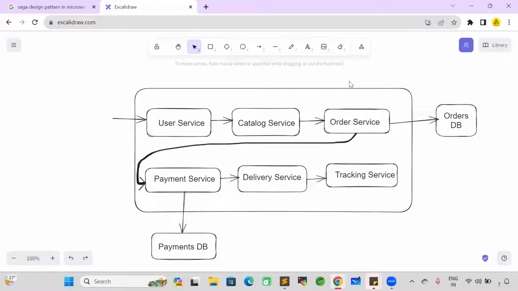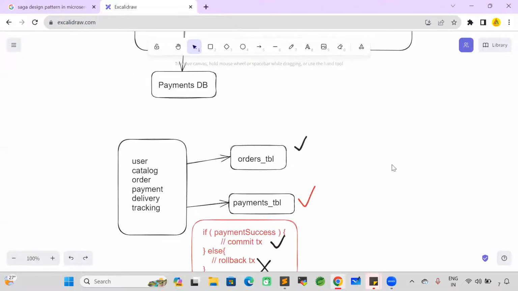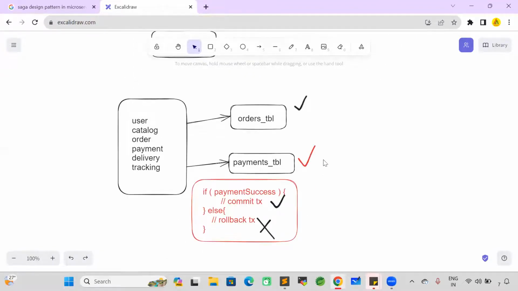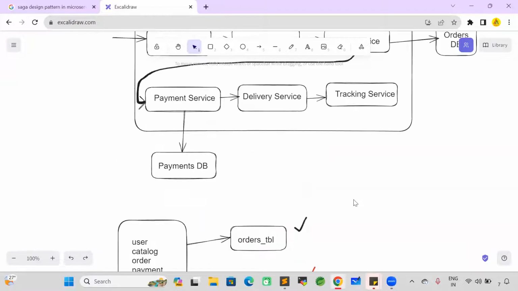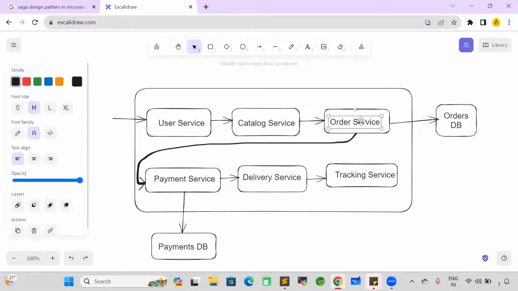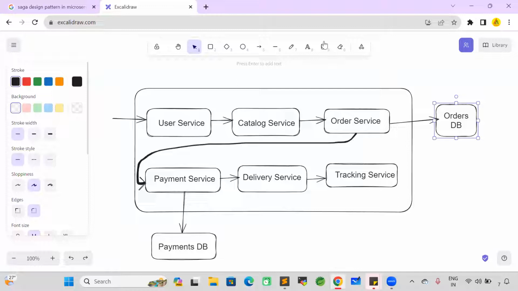This is the problem in the project. If it is a monolithic application, it is straightforward: either commit or roll back based on the payment status. But here, orders will be taken care of by one microservice, and payments by another microservice. If a payment is successful, then only the order should be confirmed. If the payment fails, then the order should be cancelled. But these are two different microservices maintaining two different databases.